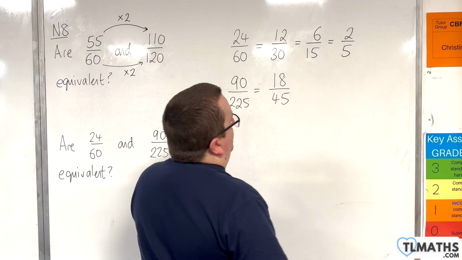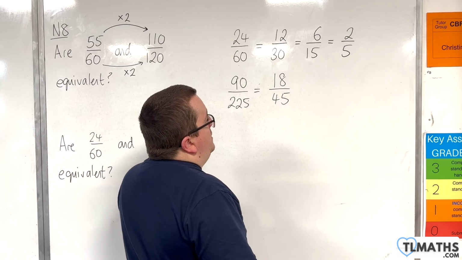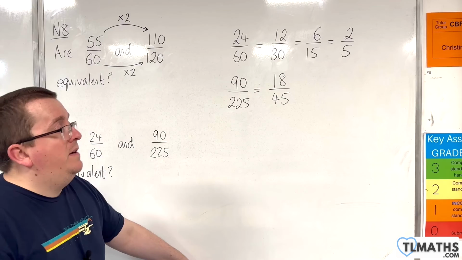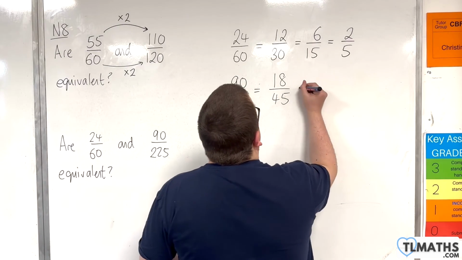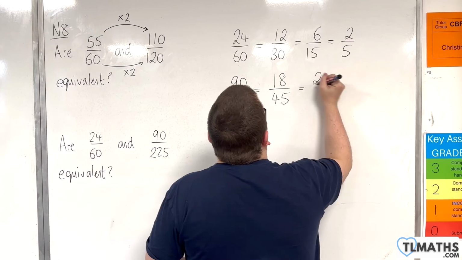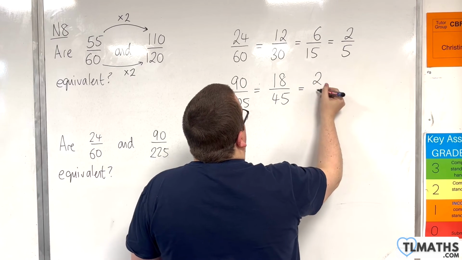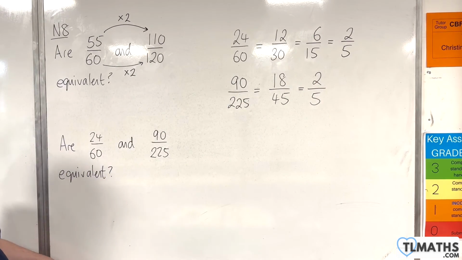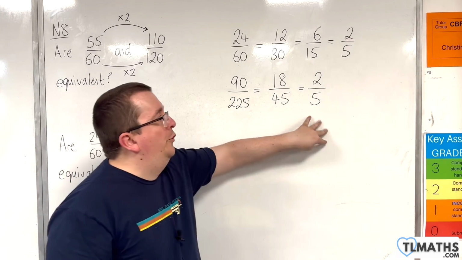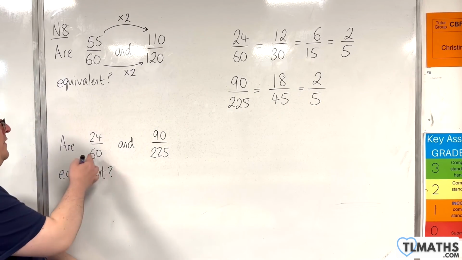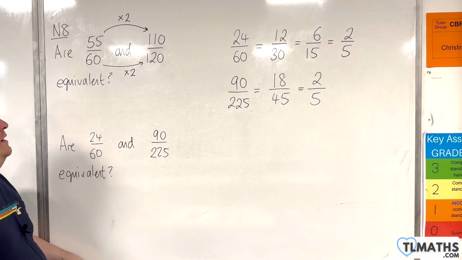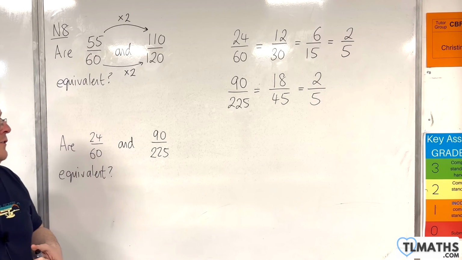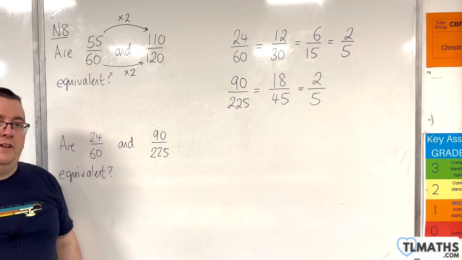Now, 18 and 45, 9 goes into both of those, or you could just start with 3, but 9 goes into both of those. So we can divide top and bottom by 9, and we're going to get 2. 45 divided by 9 is 5. So 90 over 225 is also 2/5, which means that these are also equivalent. So in both of our examples, we have found two sets of equivalent fractions.